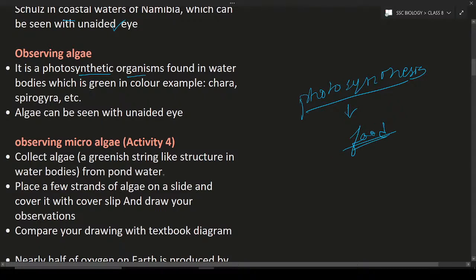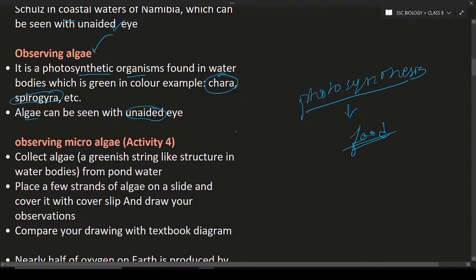So examples for photosynthesis in the algae are Chara, which is one of the algae. Next is Spirogyra. It is also one of the types of algae and so on. Next, the algae can be seen with unaided eye. So what is meant by unaided eye? Unaided eye means without any help. Without using your microscope, you can observe this algae. So where can you observe? Wherever there is water, on the rocks, you can observe this algae.